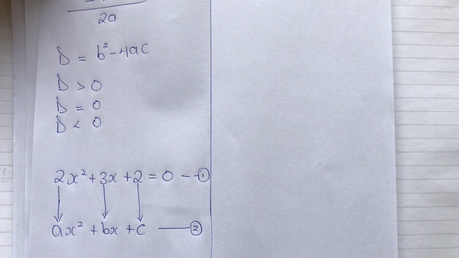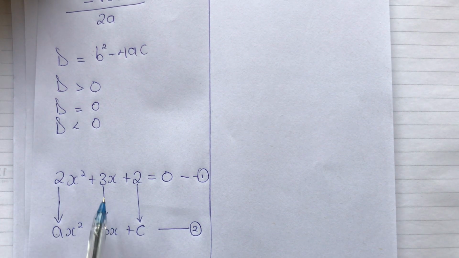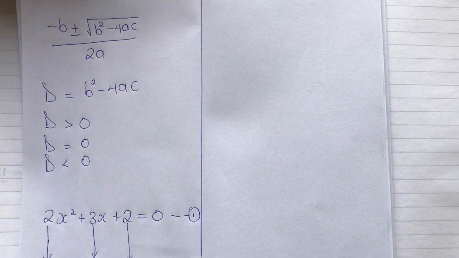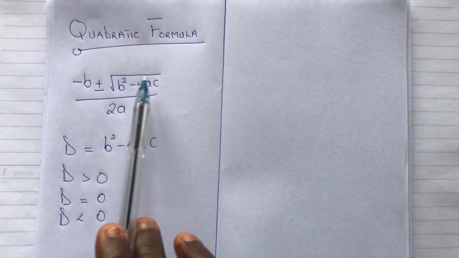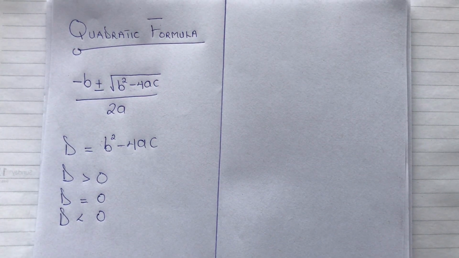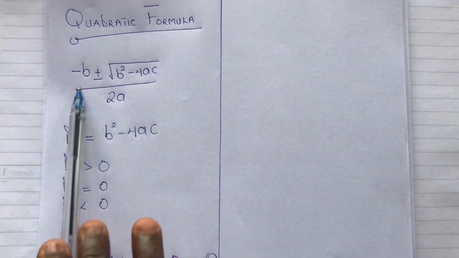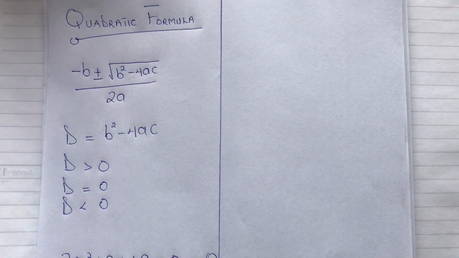Now, when I come back to the discriminant, all I need to do is pick the values of a, b, and c and substitute them here. Usually, I only apply the quadratic formula when I realize that the root of the quadratic equation will be complex. I just use the discriminant to determine that, because if it is not complex, there is no need for me to use the quadratic formula. I can just use normal factorization to calculate the root.